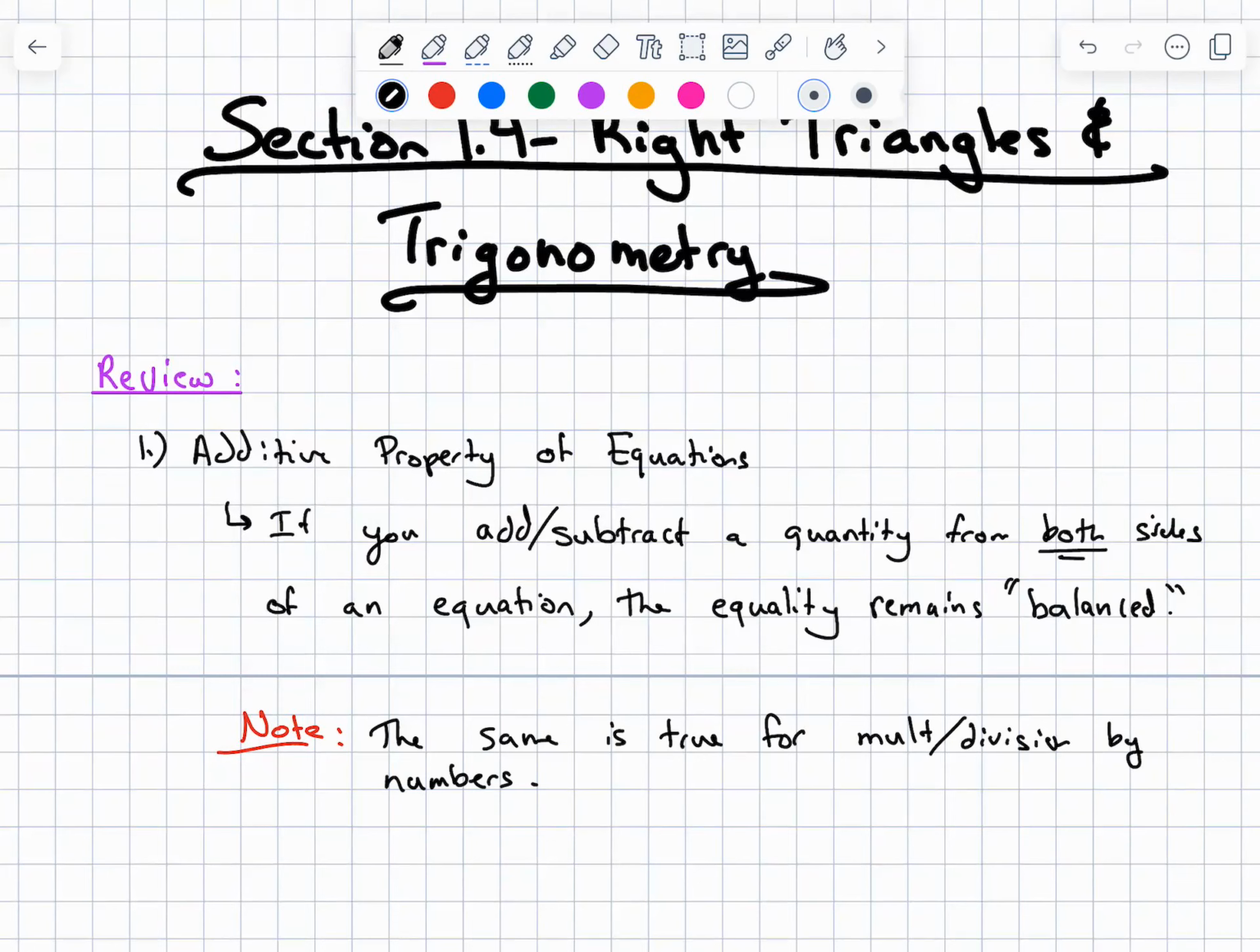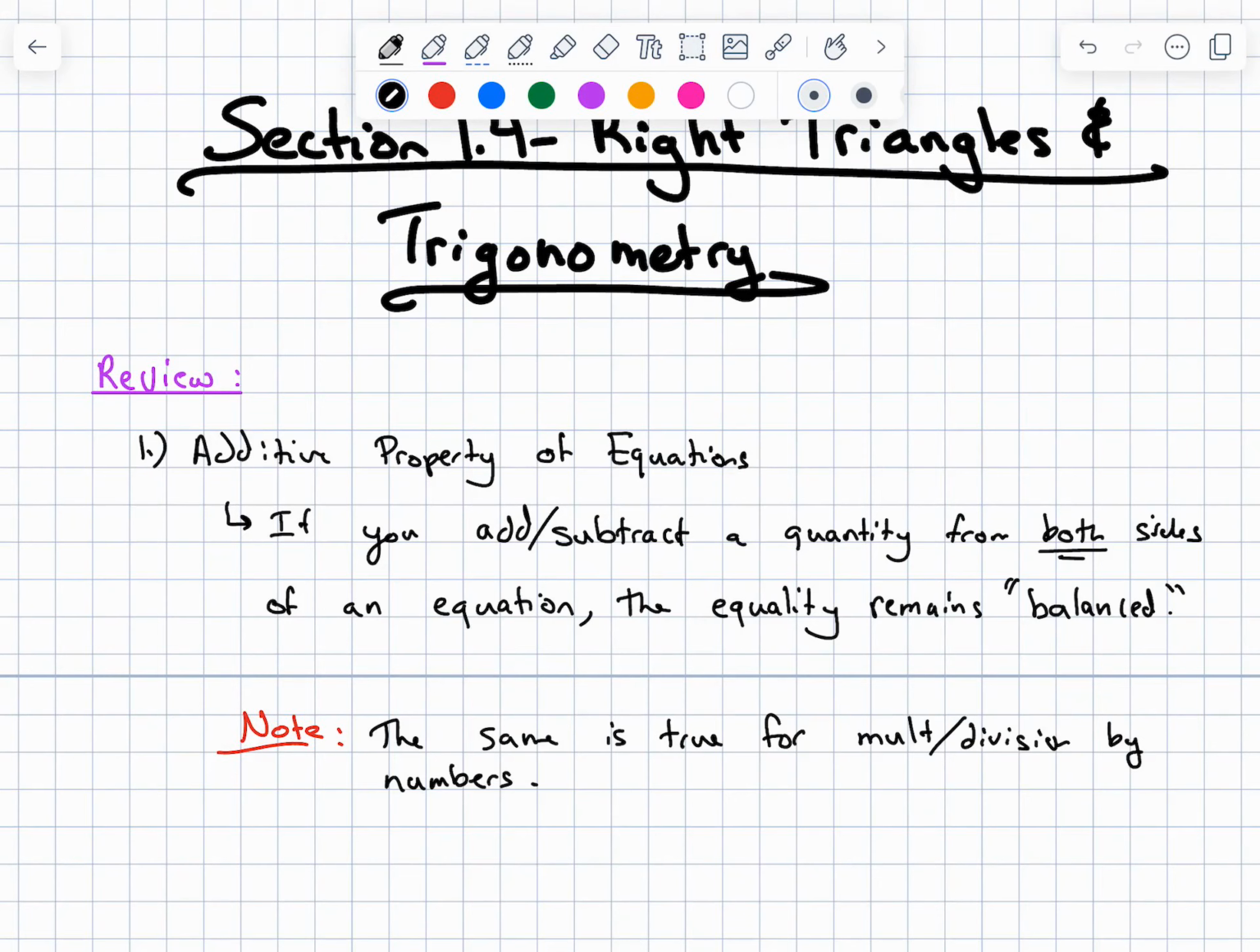So what do I mean by balanced? I mean that the solution to the equation does not change. If you add something to one side only, that will tip the balance and the equation will no longer be equal. If you multiply one side by one number and only one side, it becomes unbalanced.